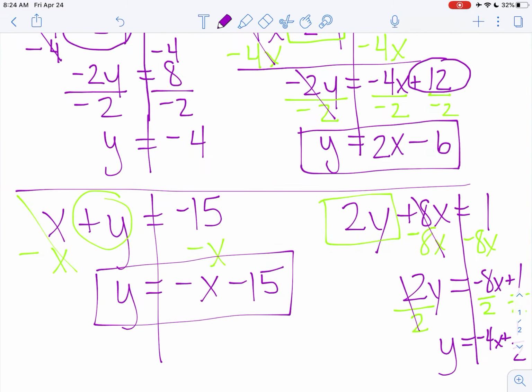As you're working through your problems today, make sure that you take your time. You show each step as I've shown here. I must see each step exactly the way we've shown here.